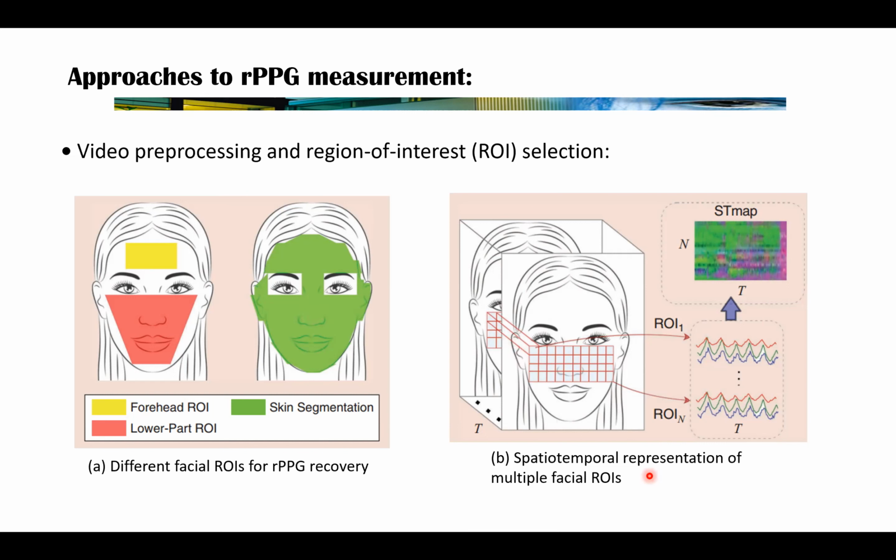Another representation is that we can define many dense, small ROI regions, and from each ROI region we can get an rPPG signal. And after that, we have the ROI regions. We can generate an ST map like this. The two dimensions are the ROI numbers and the time sequence frame numbers. So usually they will use this kind of input for the subsequent rPPG recovery.